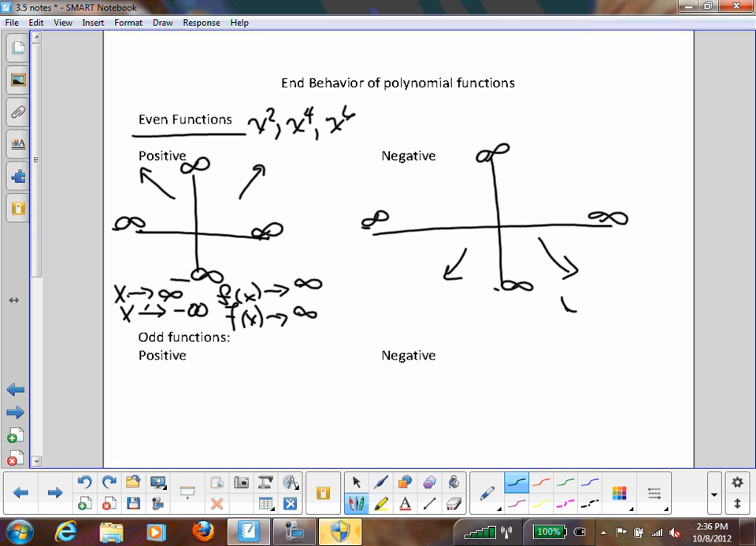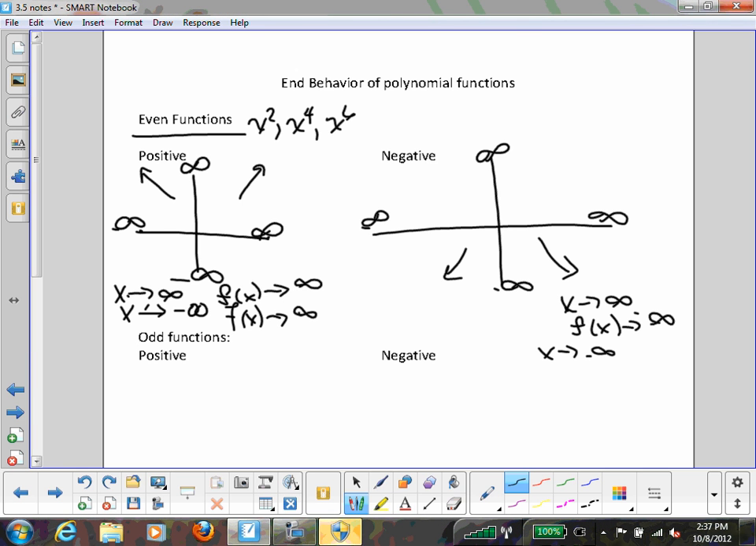So in this case, as x goes to positive infinity, what does my function go to? Down. And that means negative infinity, right? And as x goes to negative infinity, what is my function going to? Also negative infinity, because their tails are going down. Now this is just for the even functions, right? It's just the even functions whose coefficients are either positive or negative.